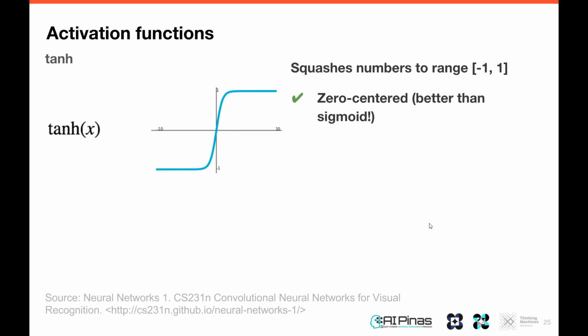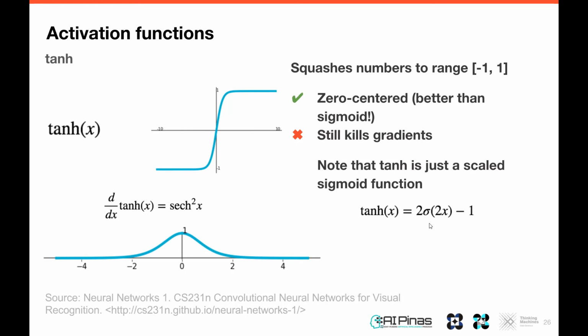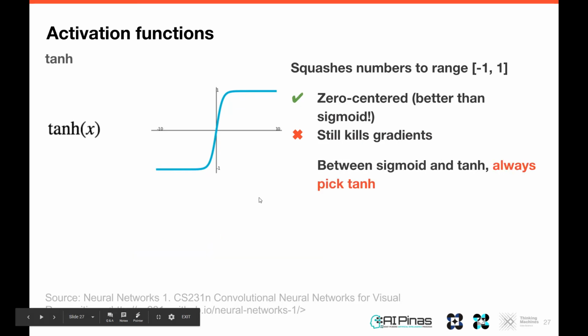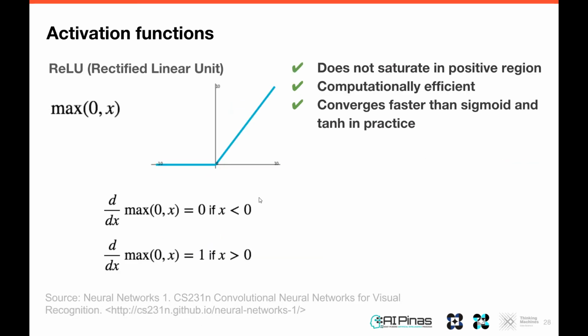It has all the good parts of sigmoid while being better. It's zero-centered, but it still kills the gradients. But it doesn't kill the gradients quite as quickly because it can take values from 0 to 1. Always pick tanh if you are using a sigmoid activation function. One way you can immediately improve performance is to swap it out.